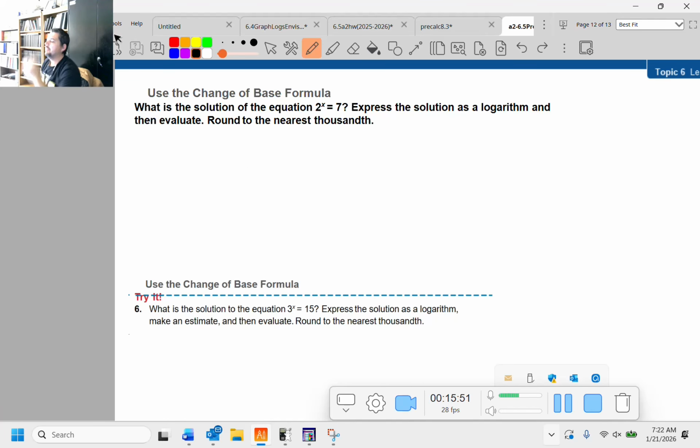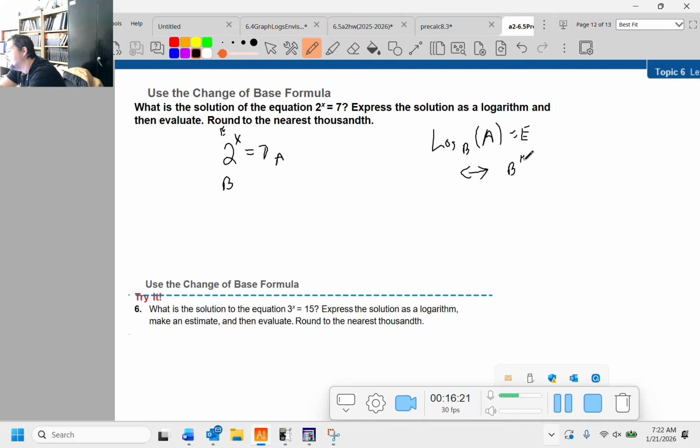All right, what is the solution of the equation 2 to the x equals 7? Express the solution as a logarithm and then evaluate. So yes, we could immediately go to y1, y2 if we wanted to, but they want us to express the solution as a logarithm and then evaluate. So all you got to do is identify your pieces. 2 is your base, this is your exponent, and this is your argument. And of course, you are expected to have memorized that log base b, argument a equal to e is equivalent to b to the e equal a. So my logarithm has a base of 2, its argument is 7, and it equals x. That is the correct answer.